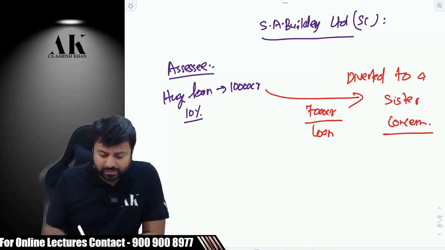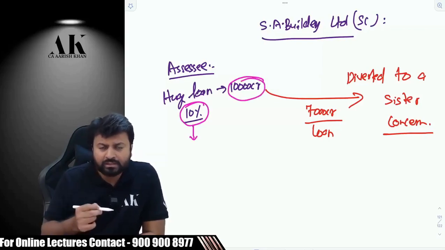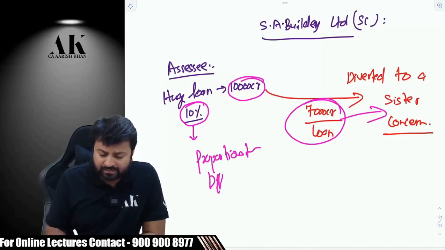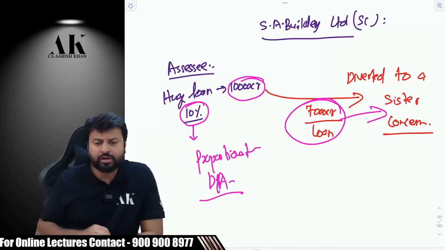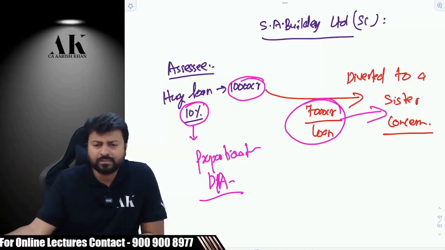So now the question is, will the assessee be allowed deduction of interest on the entire loan? Or can the AO say, you have diverted 7,000 crore to your sister concern, therefore I will proportionately disallow your interest? That is the issue which came up in front of the Supreme Court, even before 2000. It was an old case.